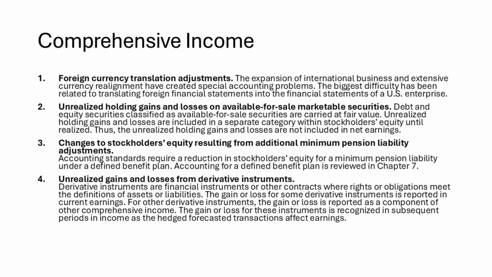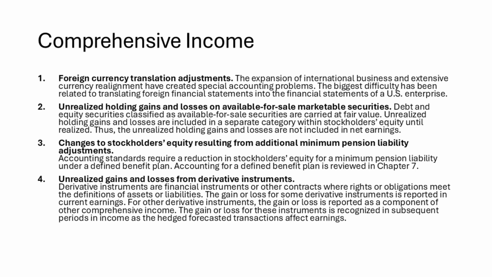Debt securities held to maturity are reported at their amortized cost on the balance sheet date. The third point is changes to equity resulting from the additional minimum pension liability adjustment. As accounting standards require, there is a reduction in the stockholders' equity for the minimum pension liability under the defined benefit plan. Accounting for the defined benefit plan is reviewed in Chapter 7.